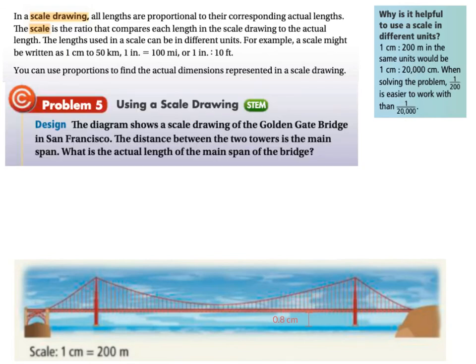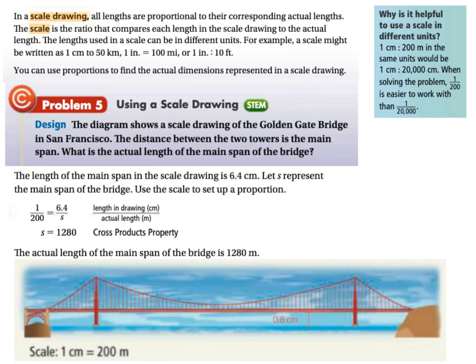Okay. So let's take a look at this. The diagram that we're looking at here below shows a scale drawing of the Golden Gate Bridge in San Francisco. The difference between the two towers is the main span. What is this length right here? Now, I put this in here as a note for you for later, for your problem, but they're saying that this main span, if you actually measured it, would be 6.4 centimeters. So we'll put S to be the actual length of the span that we're looking for.